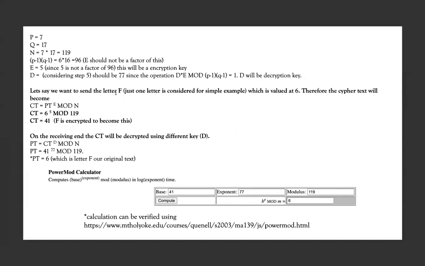So let's say we want to send the letter F in encrypted form. Just one letter is considered for this simple example. It could be more, of course, it could be paragraphs, pages, whatever. But for this example alone, we're just going to consider only one letter being sent. Now this one F has to be encrypted.